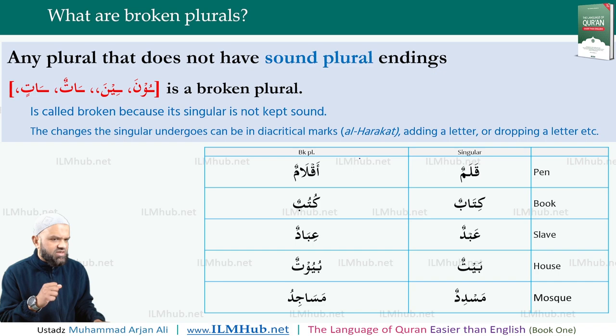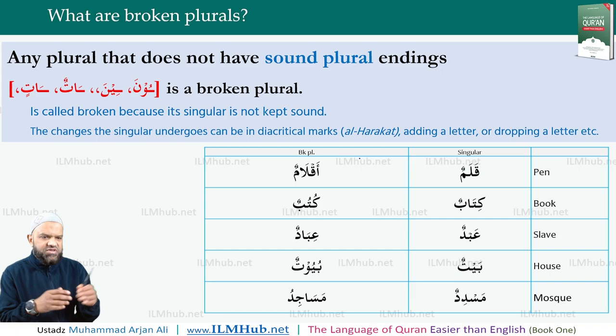Let's take a look at some examples here we have on the screen. I have qalamun, which means a pen. On the other hand, aqlamun, which is the plural of pen, i.e. three or more pens in Arabic. Two pens will be qalamani, which we already know. Kitabun, its plural is kutubun. Abdun, plural is ibadun. And baytun, buyutun. And masjidun, masajidu. Again, you can see here that the singular has changed.